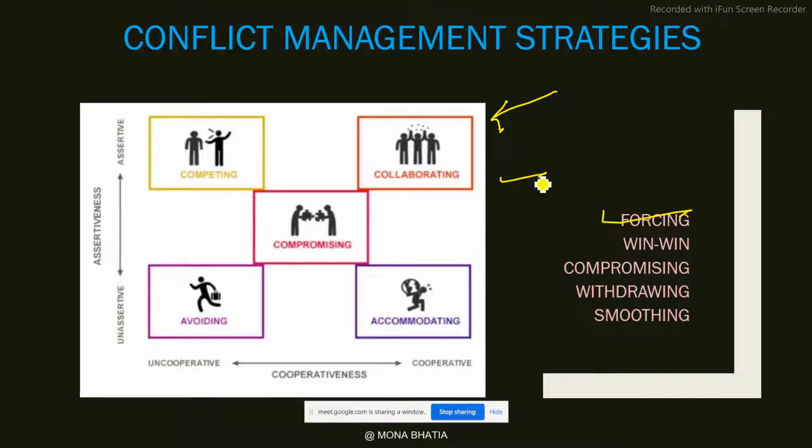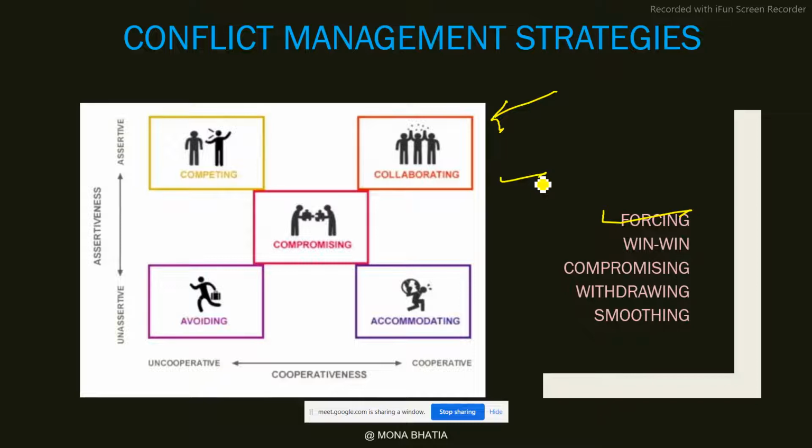Theek hai? Now, for example, when you want to reach a temporary settlement, that is also compromising. When you don't want to go on your own and you really want to give a chance, sometimes when there is a conflict between a husband and a wife, they compromise on a situation because they know that it's a lifelong relationship. It would have been better if they could come to a win-win situation where both of them are happy. But when a win-win situation cannot be reached, we land up in a compromising situation where both the parties will compromise on something. Okay, so that is how you can move on.